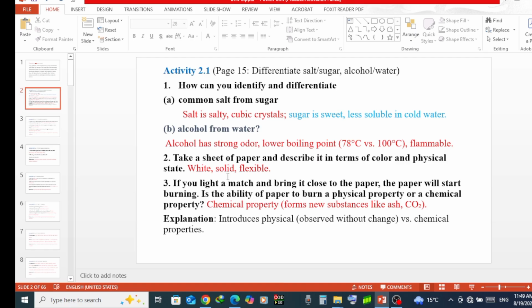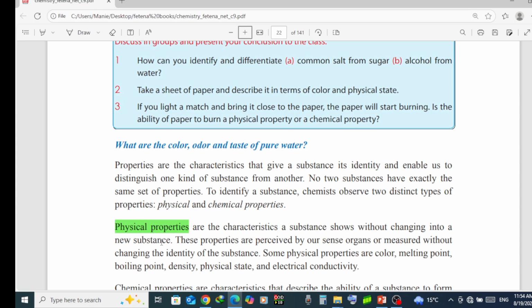So these are the answers for the activities, activity 2.1. Now let's proceed to the next part. What are the color, odor and taste of pure water?